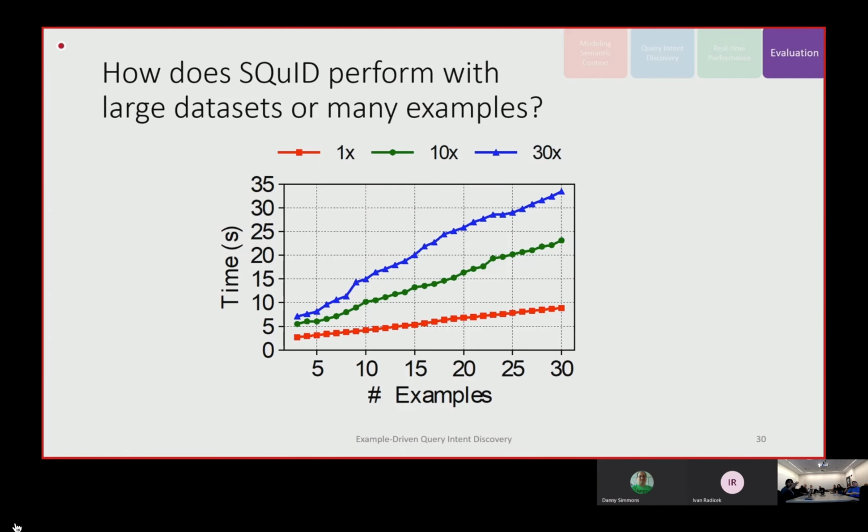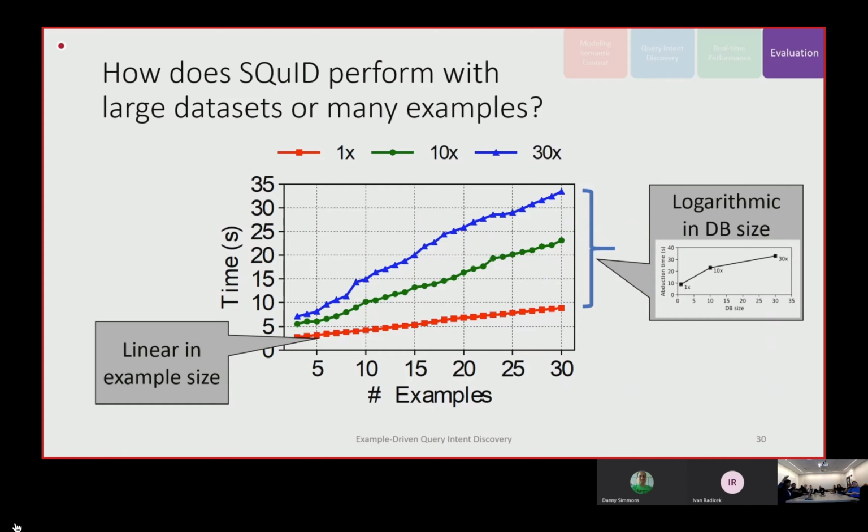So these are our results with varying examples and varying database size. And we found that SQuID's inference is linear in example size and logarithmic in database size. So it's scalable. And also the inference time was pretty reasonable. With about 5 to 10 examples, SQuID requires only a few seconds to infer the right query.